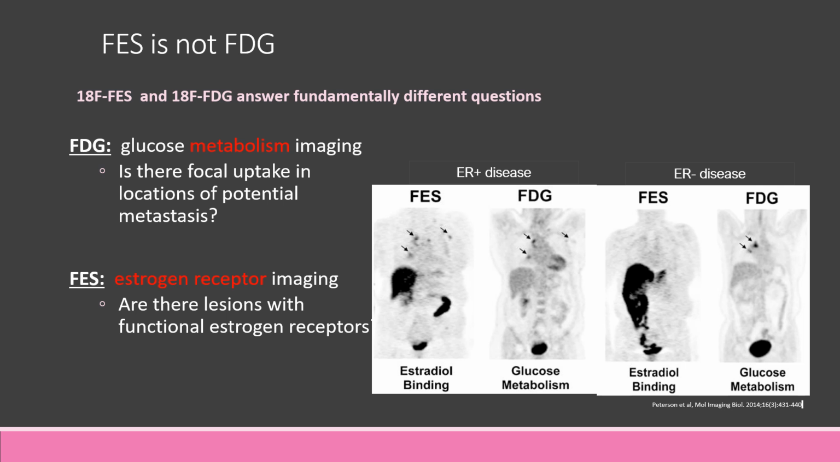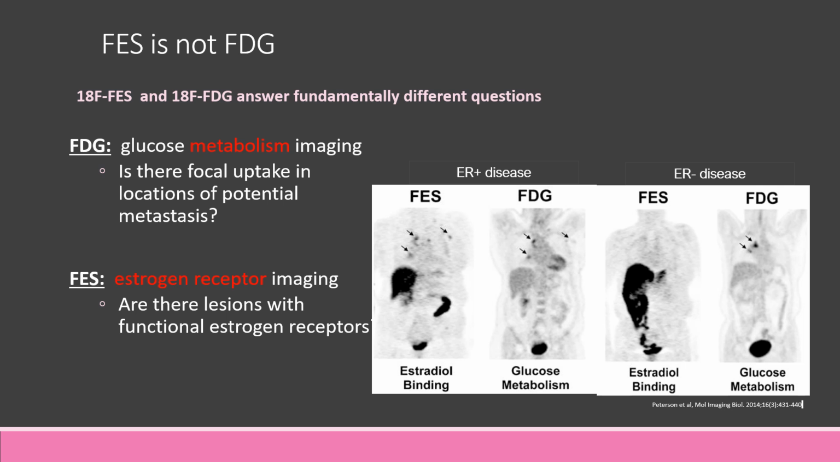So remember, these drugs are very different. They have very different roles in imaging breast cancer patients. With FDG, you're looking at the glucose metabolism to find where the disease is and if it's metabolically active. But the lesions may not show up if they are hormone receptor lesions. So with FES, you're looking at the estrogen receptor status and seeing if they are estrogen receptor positive lesions.